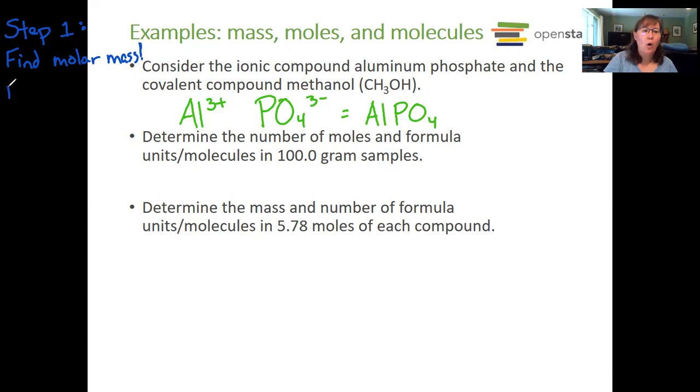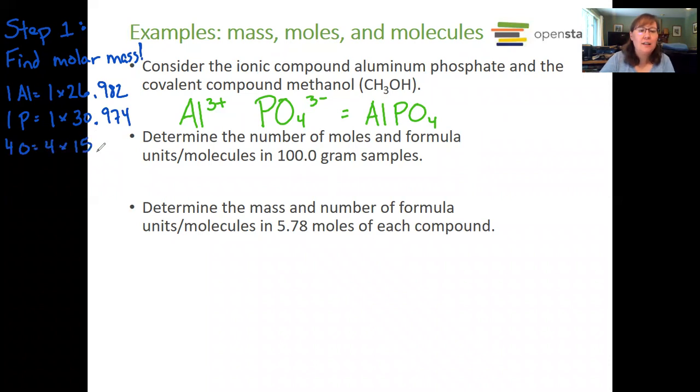That means that we have one aluminum atom, there's my periodic table right here, at 26.982. So we'll say 1 times 26.982. And then we have one phosphorus, so that's 1 times 30.974. And here we have 4 oxygens, so that's 4 times 15.999. And this is how I want you to show all your work.